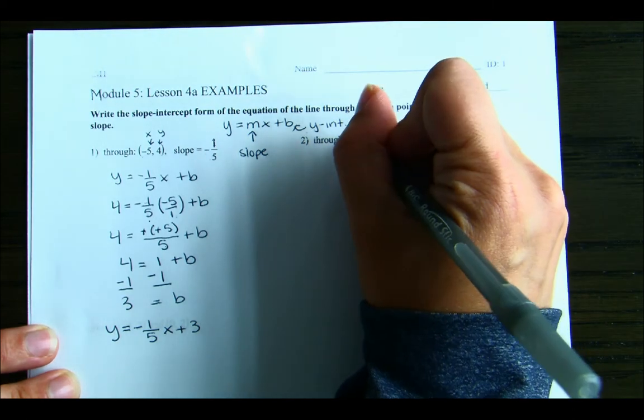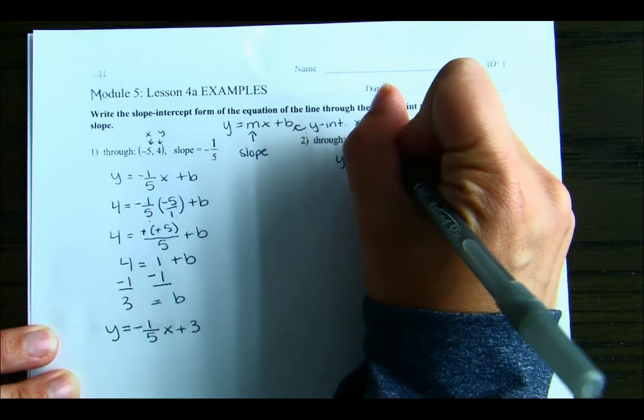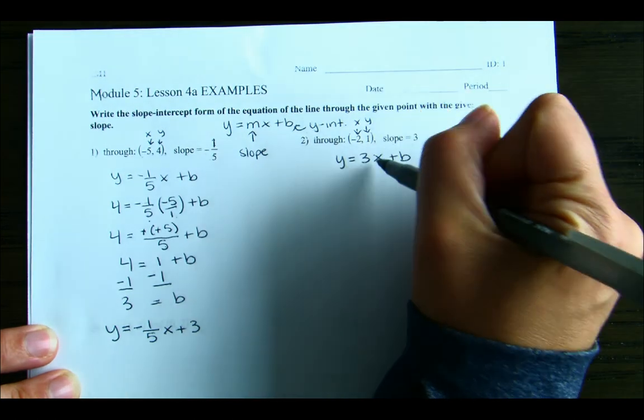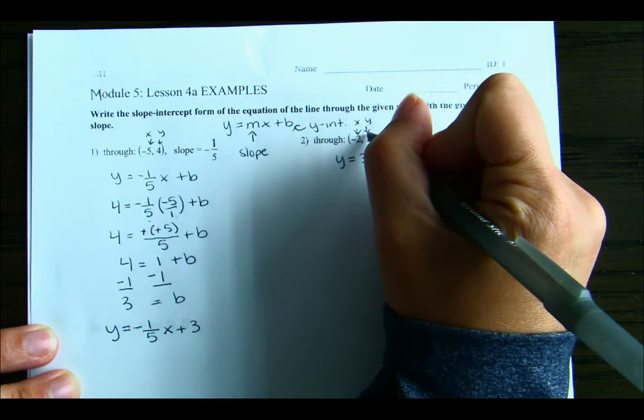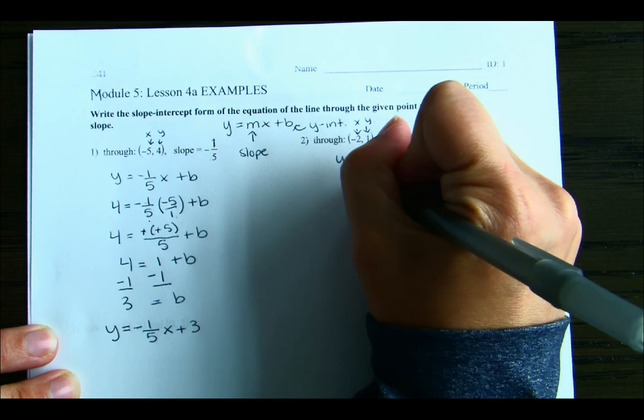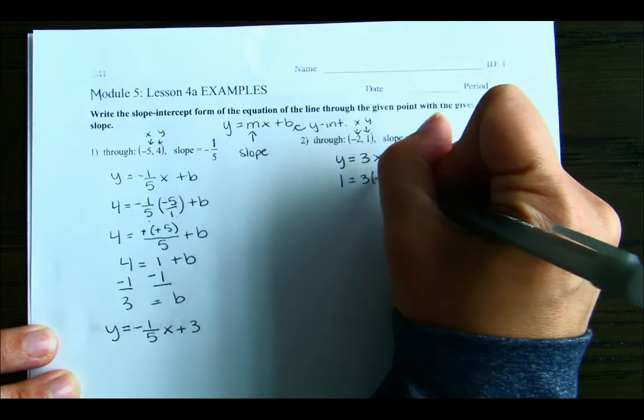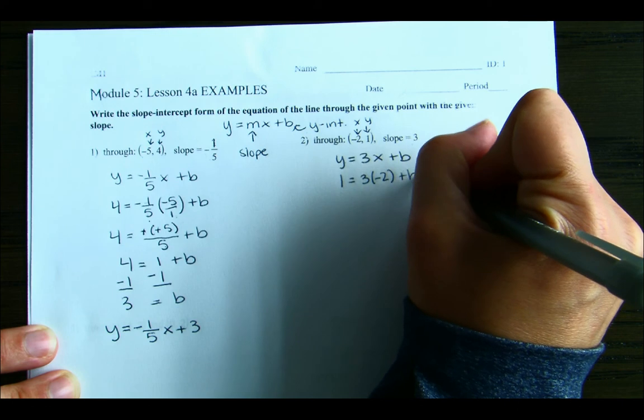So -2 is my x value. 1 is my y value. I'm going to plug these in for where y and x are here. So y is equal to 1. And then I have equals 3 times our x value, which is -2, plus b.